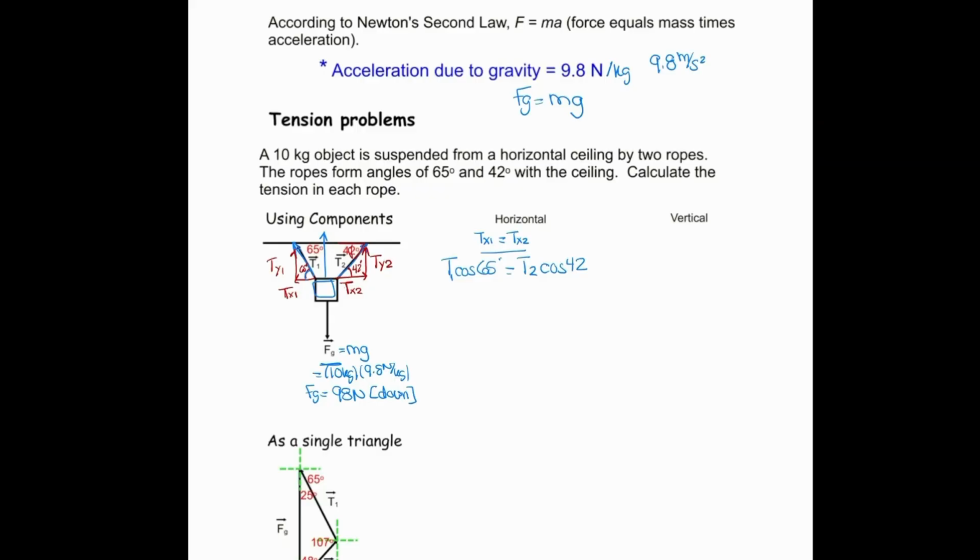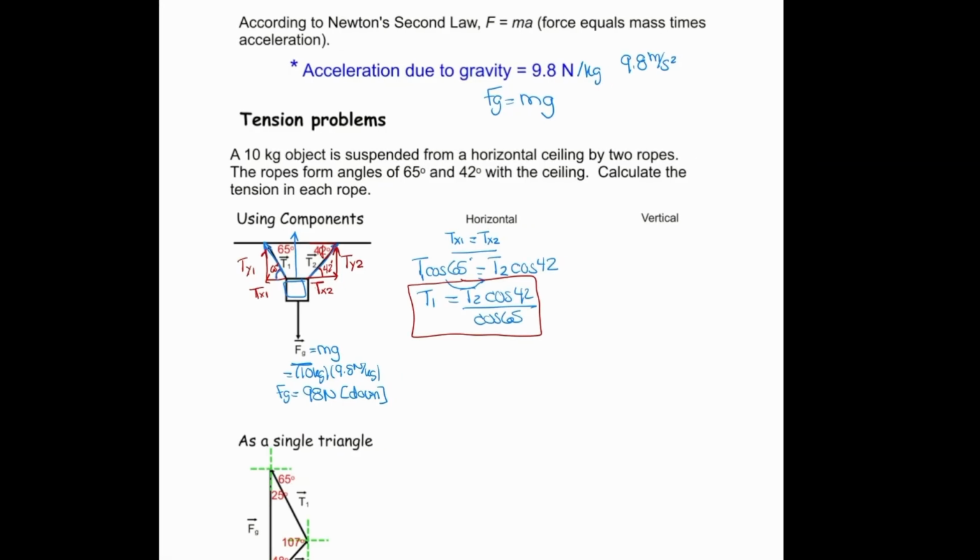I don't know the tension, so I'm going to rearrange. I'm going to move this cos over here and express tension number 1 in terms of tension number 2, all over cos 65. Okay, so I'm going to express T1 in terms of T2, and now I'm going to use that to help me solve what's happening in the vertical direction.